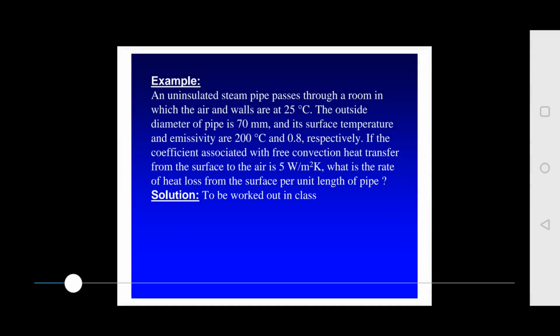So again, you have a problem here. An uninsulated steam pipe passes through a room in which air and walls are at 25 degrees Celsius. The outside diameter of the pipe is 70 mm and its surface temperature and emissivity are 200 degrees Celsius and 0.8. If the coefficient associated with free convection heat transfer from the surface to the air is this, what is the rate of heat loss from the pipe per unit length of the pipe? So you can work out this problem.